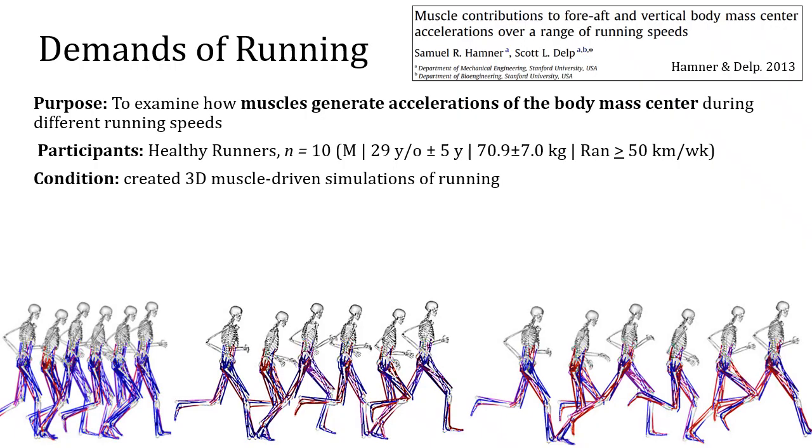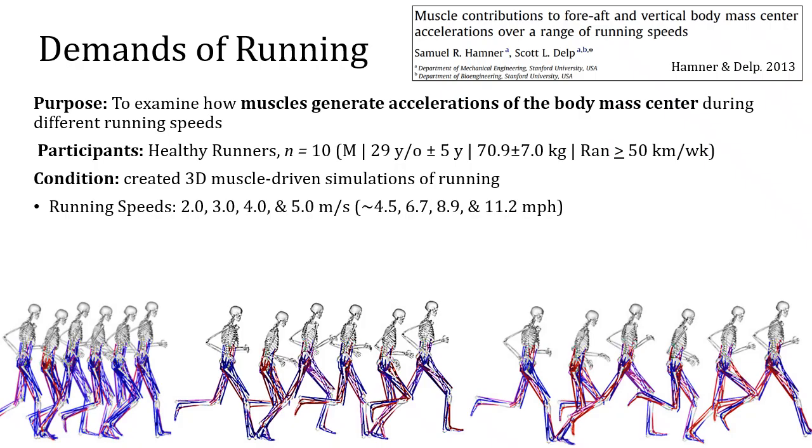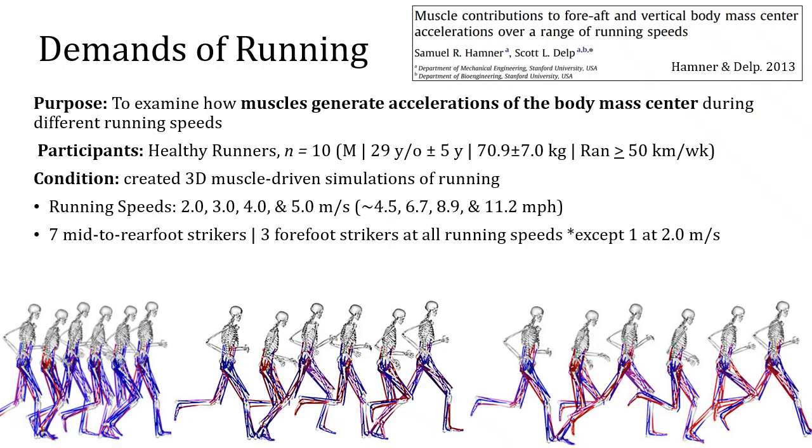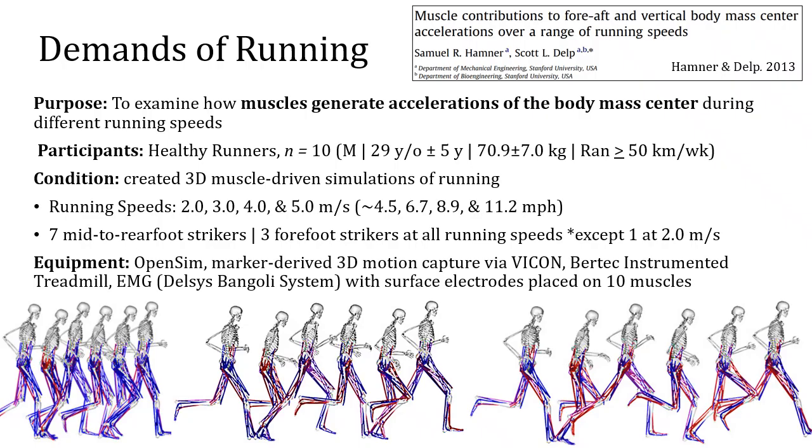For their conditions, they used 3D muscle-driven simulation of running. They had 4 different speeds, comparable to the Dorn article, with the exception that their speeds were slightly lower. They didn't go all the way up to sprinting. They had 7 mid to rear foot strikers and 3 forefoot strikers at all running speeds. They used comparable Vicon 3D motion capture systems and OpenSim. Their difference here, obviously, was that they had EMG activation electrodes on 10 different muscles.